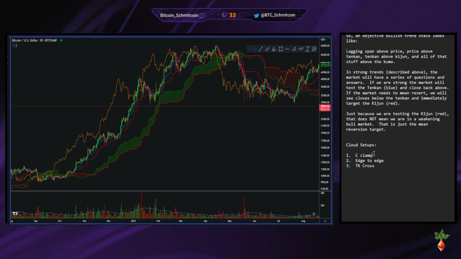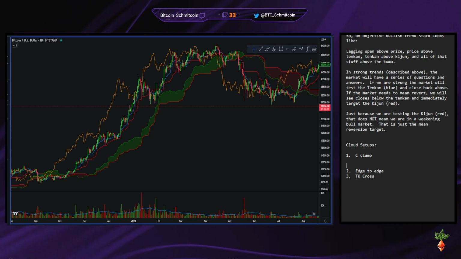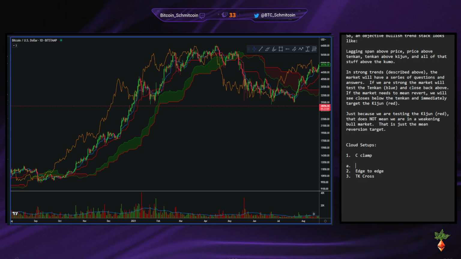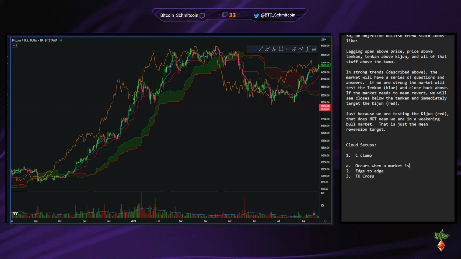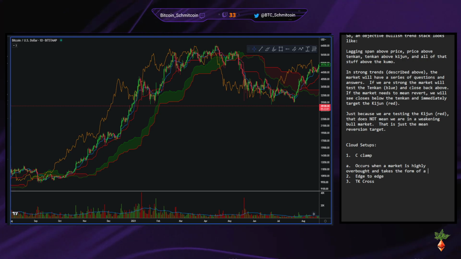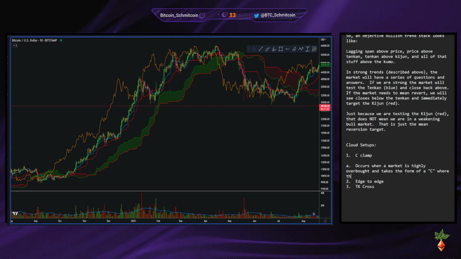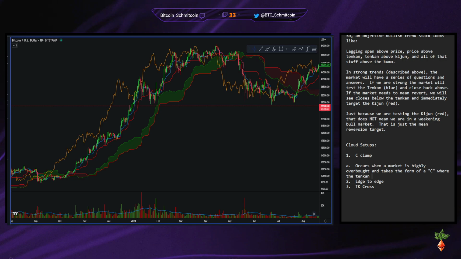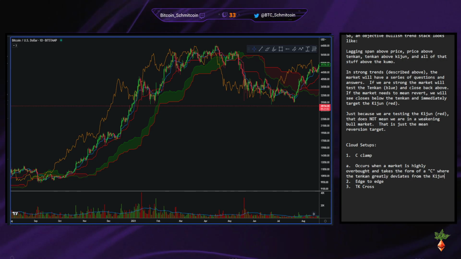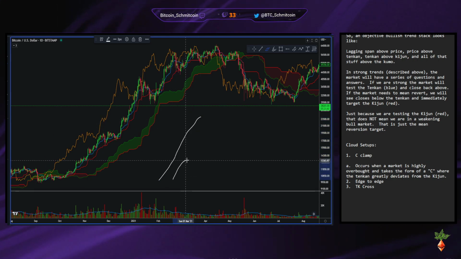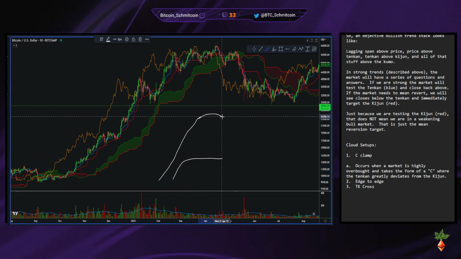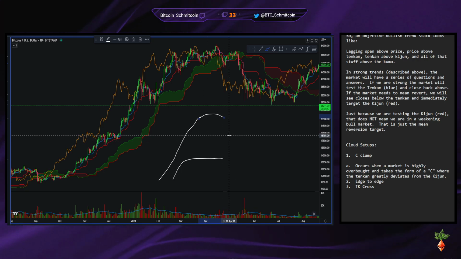So a C clamp occurs when a market is highly overbought and takes the form of a C, where the Tenkan greatly deviates from the Kijun. And it looks like this. It'll be trending up together, and then the Tenkan will go flat like this, and it'll start to curve like this. So I'll look for some examples.